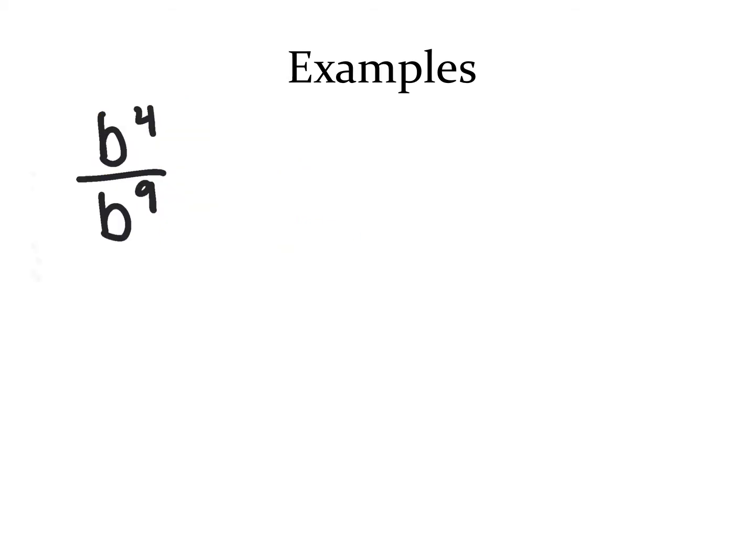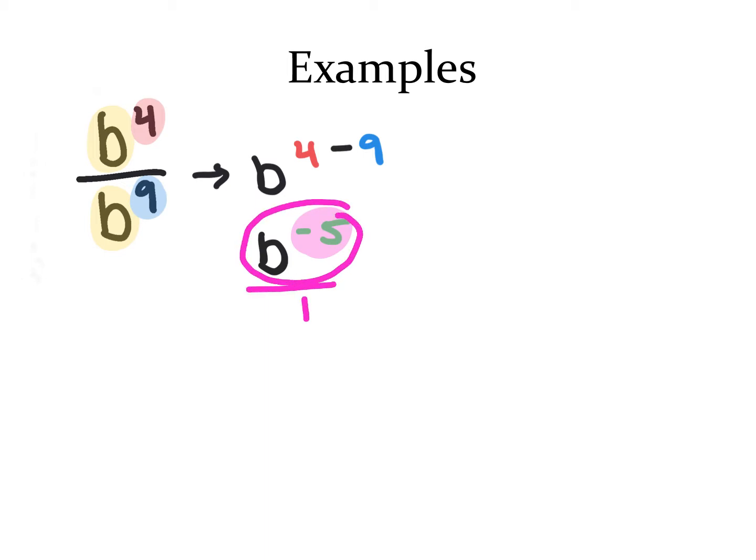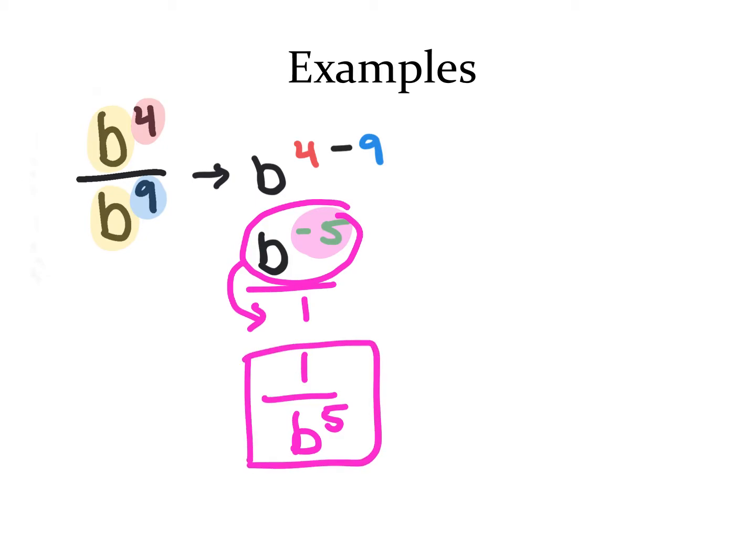In this example, I again see that both terms have a b as the base, so I can subtract the exponents. So I have a 4 in the numerator as the exponent and a 9 in the denominator. So I can rewrite this as b to the 4 minus 9. And when I simplify, 4 minus 9 gives us a negative 5. Now we do notice that this is a negative exponent, which means that I have to take this whole term and bring it to the denominator. So I have b to the 5th in the bottom, and I'm left with a 1 on the top. So your answer is 1 over b to the 5th.